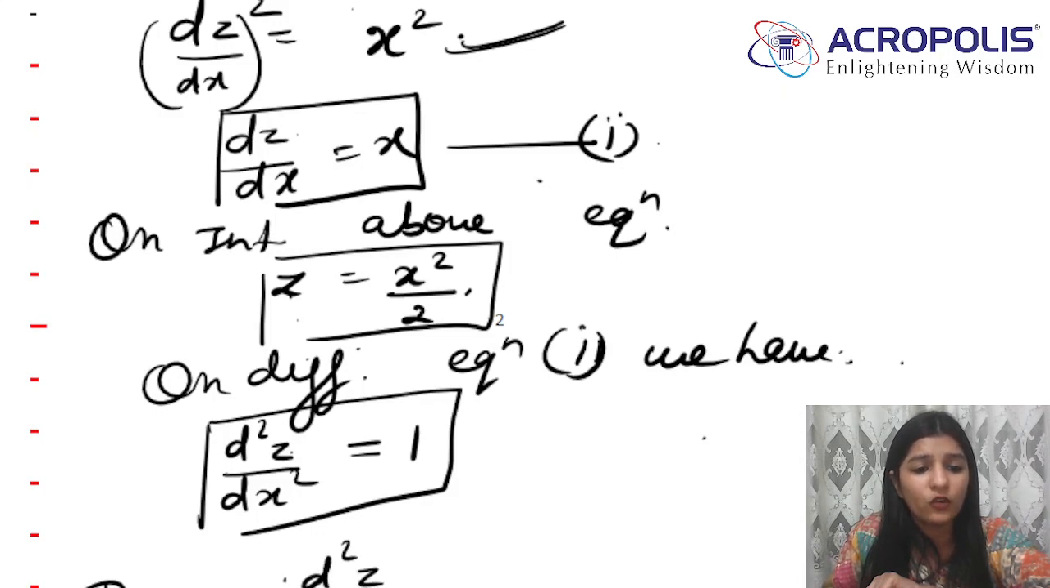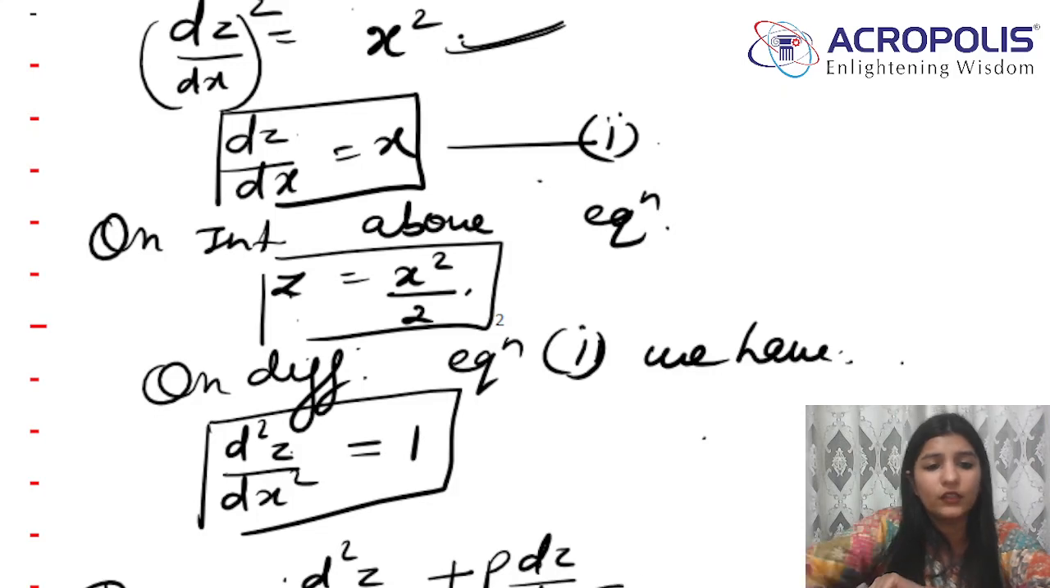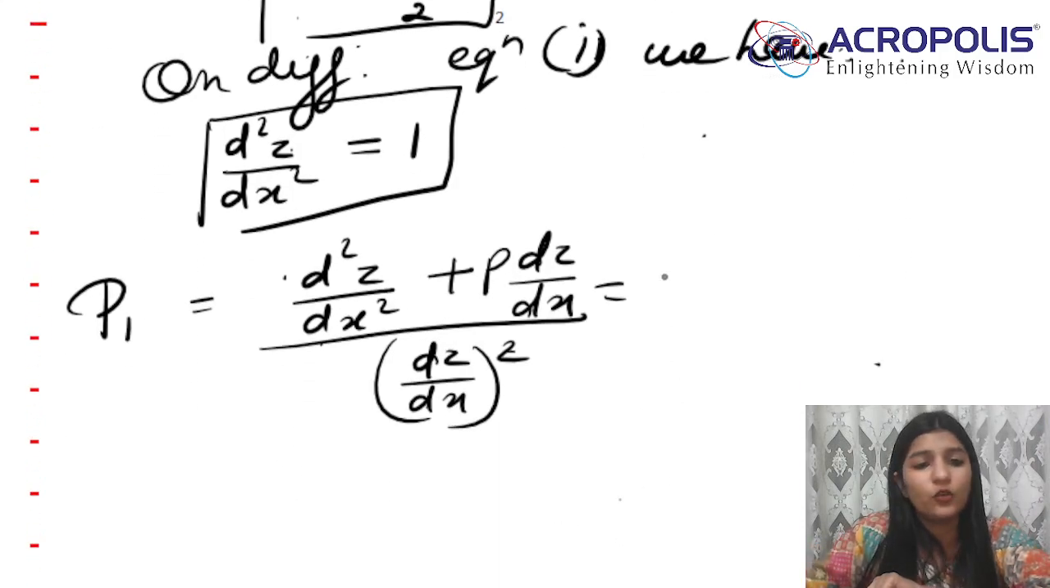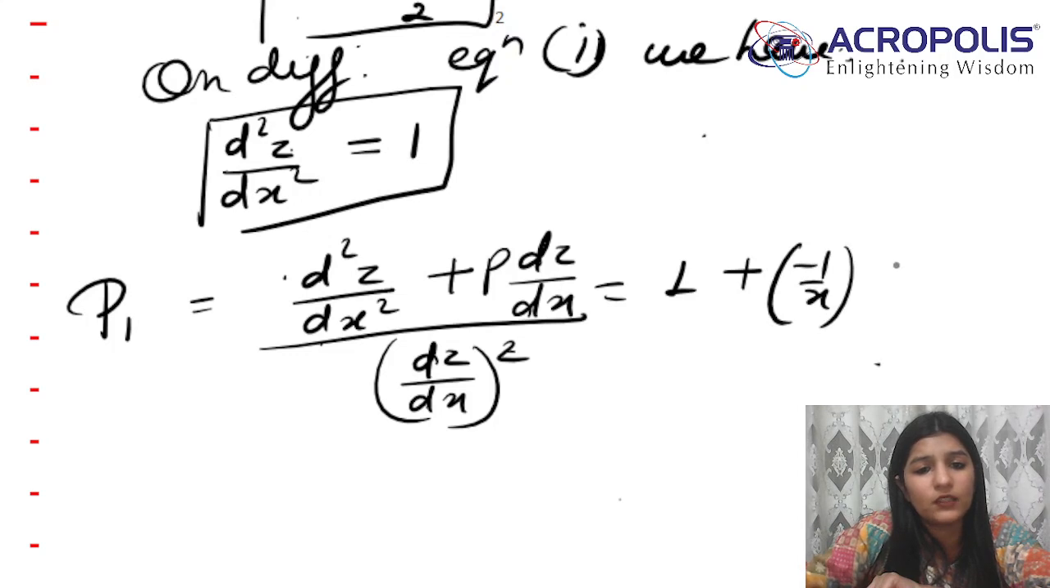The formula of P1 is d square z by dx square plus P dz by dx, upon dz by dx whole square. The value of this is 1, the value of p is minus 1 by x, and the value of this is x. x and x will be cancelled out.